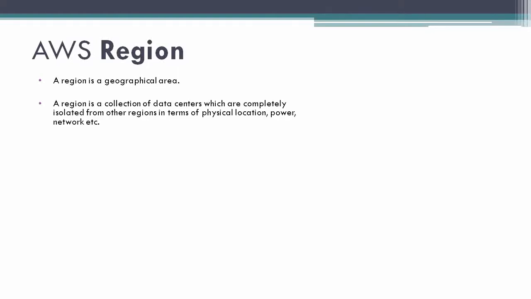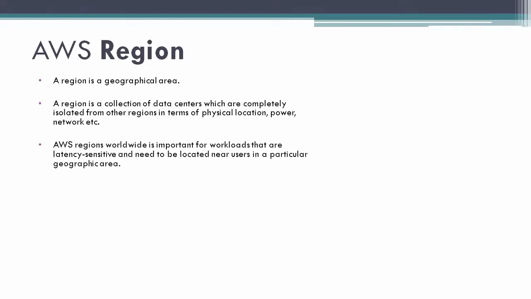First is the AWS region. What exactly is an AWS region? A region is a geographical area. A region is a collection of data centers which are completely isolated from other regions in terms of physical location, power, network, etc. So a region is nothing but a geographical area and it is a collection of data centers. Those data centers are completely isolated from the other regions.